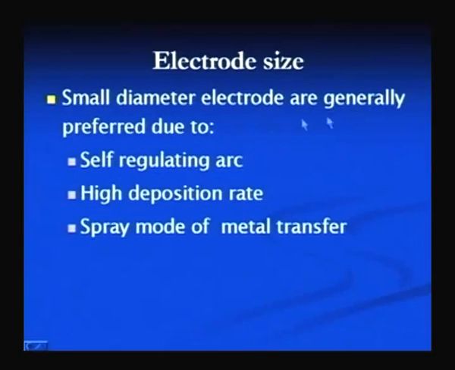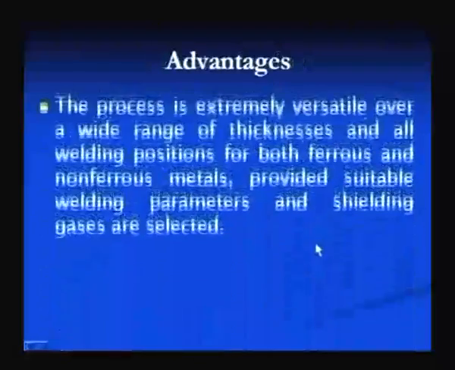Small diameter electrodes are generally preferred in the gas metal arc welding process because they offer a number of advantages, like a self-regulating arc is obtained, it offers a high deposition rate, and it is somewhat easy to get the spray kind of metal transfer.